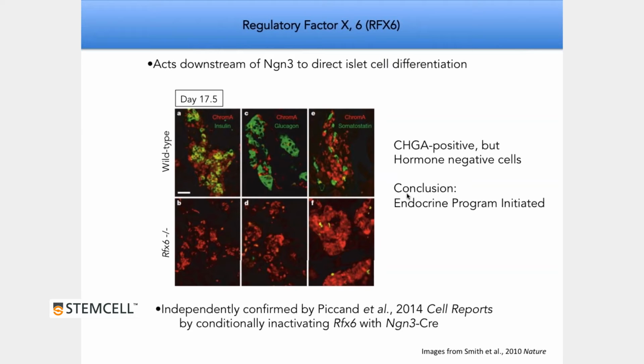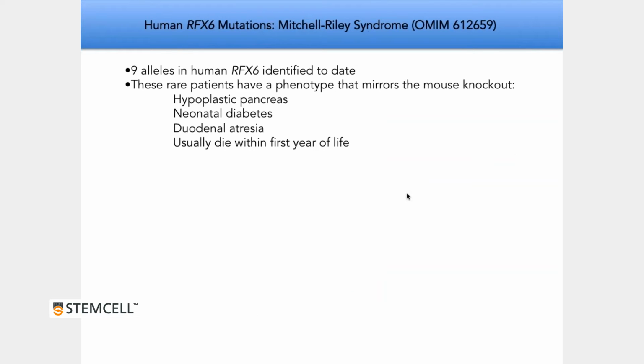Including the allele that I'm about to introduce to you, there are 9 alleles in OMIM that have been associated with Mitchell-Riley syndrome to date. These patients have a phenotype that mirrors the mouse phenotype, including hypoplastic pancreas, neonatal diabetes, duodenal atresia, and these patients usually die within the first year of life.